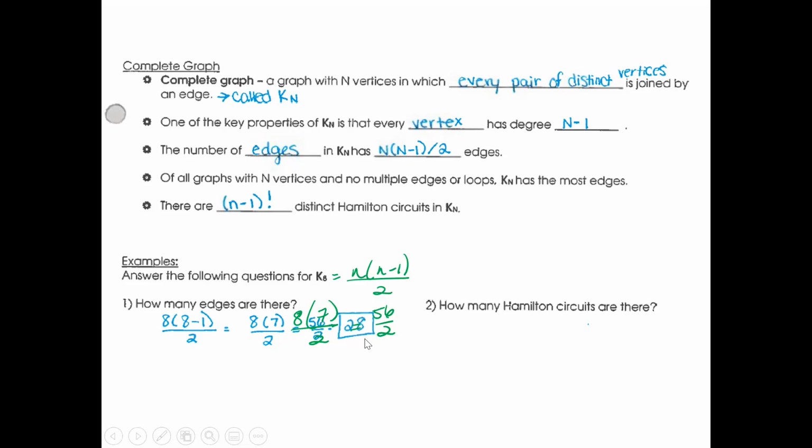So 28 edges if you have 8 vertices. How many Hamilton circuits are there? Well, to find the number of circuits, you will have to use this formula right there. So we will do 8 minus 1 factorial. With your calculator, that's 7 factorial, which is 7 times 6 times 5, 4, 3, 2, 1. And that's 5,040 different Hamilton circuits.